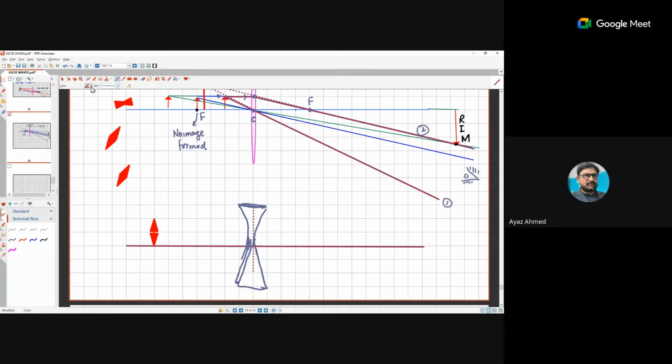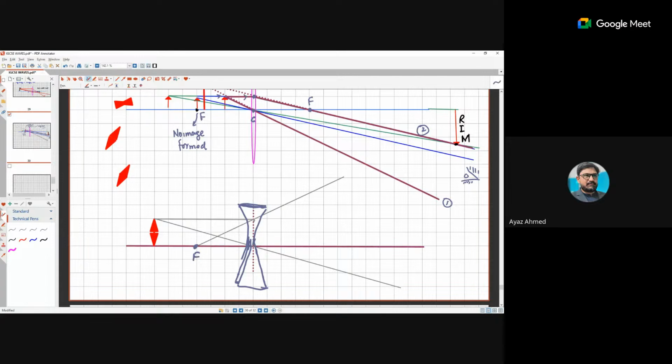Now the problem is, what will you do? You will draw the lines by the same rule. There is no different rule for this one. First ray will be passing through the optical center this way. The second ray will be parallel to the principal axis, and the principal focus will be given to you. Let's say its principal focus is over here. Now you will join here and here, and then you will diverge the light ray in this way, right?